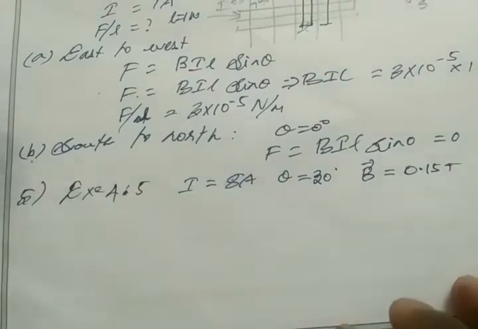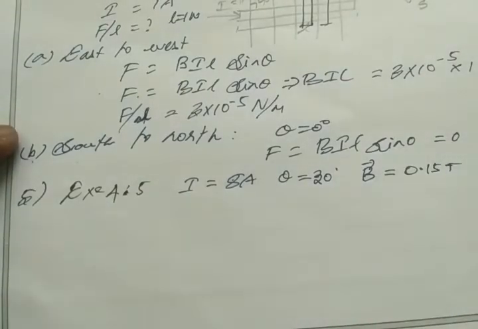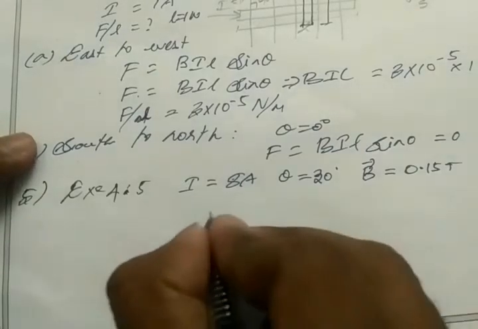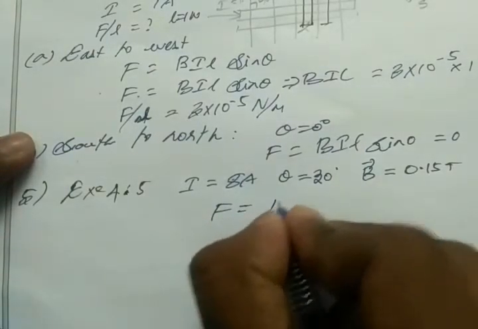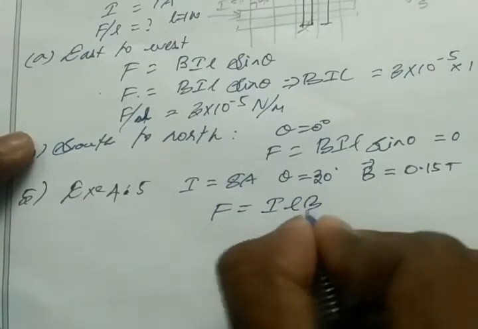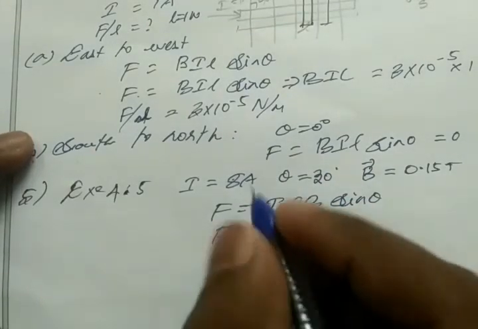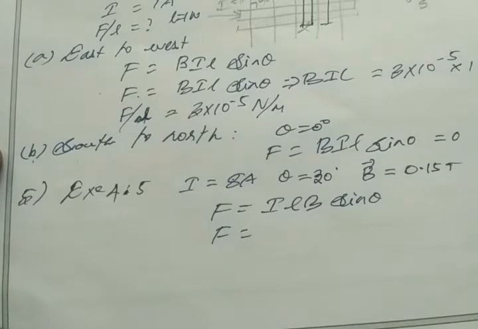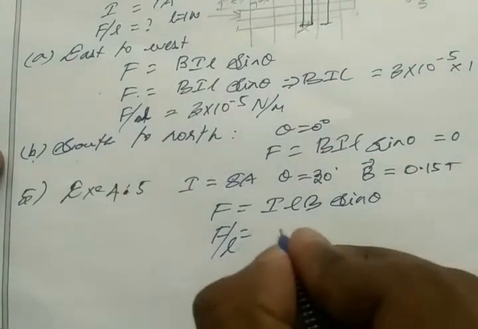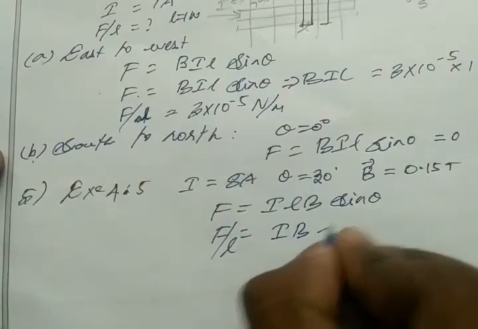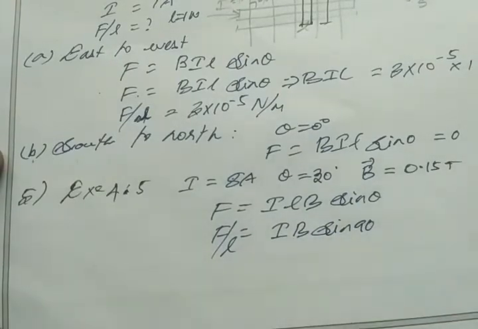So you solve it, find the answer. Now check it with my answer. What's the formula? F equal to I L B sin theta. It is asked force per unit length. They ask what is force per unit length. So F by L equal to I B sin theta.